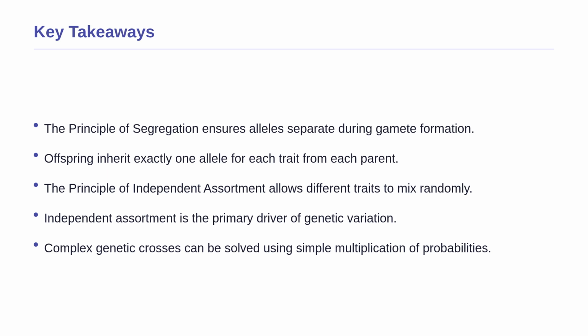Second, we explored the principle of independent assortment, which tells us that different traits are inherited independently of one another. This random mixing is the ultimate engine of genetic variation, ensuring no two individuals are exactly alike. Finally, we saw how these biological principles translate into mathematics, allowing us to predict complex genetic outcomes using simple probability. You now have the foundational tools to understand how life passes on its biological blueprints. Excellent work today.